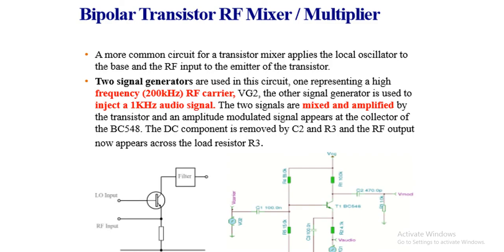Bipolar transistor RF mixer multiplier. A more common circuit for a transistor mixer applies the local oscillator to the base and the RF, radio frequency, input to the emitter of the transistor. So we have a mixer here. Two signal generators are used in the circuit, one representing a high frequency RF carrier, and VG2, the other signal generator, is used to inject a 1 kilohertz audio signal. We have the carrier signal and the data signal, or audio signal. The two signals are mixed and amplified by the transistor, and an amplitude modulated signal appears at the collector of the BC548.